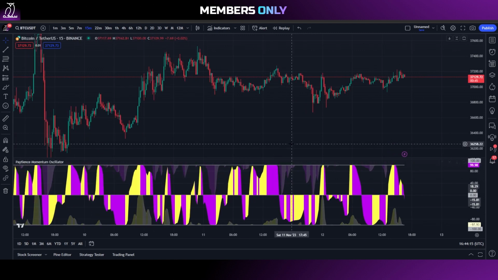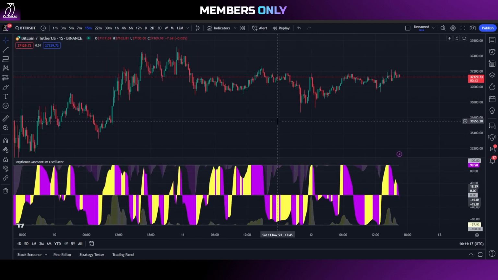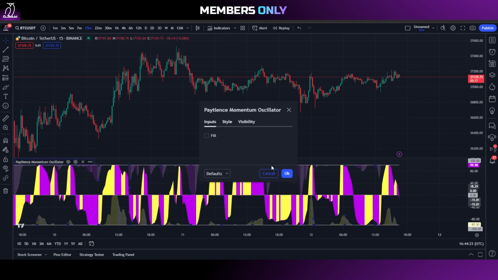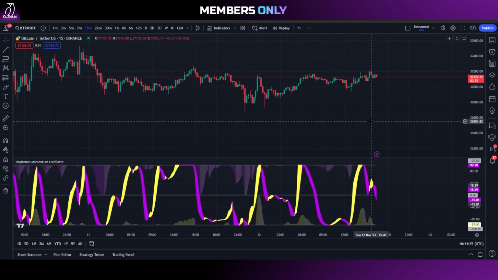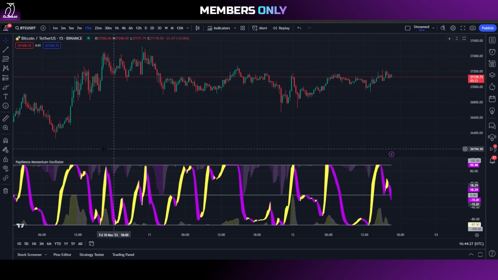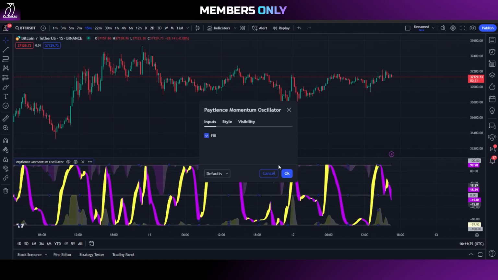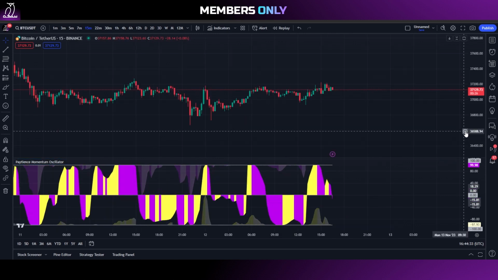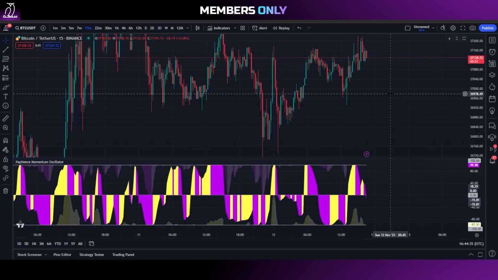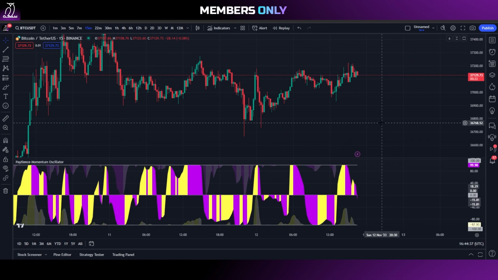We've got the purple and yellow Paytience branded colors. You are able to edit the colors if you would like. You are also able to turn off the fill to make it look a bit different. I actually really like this, but I do think that the fill is more powerful. So let's take a look at what we see on this chart and explain how this works.